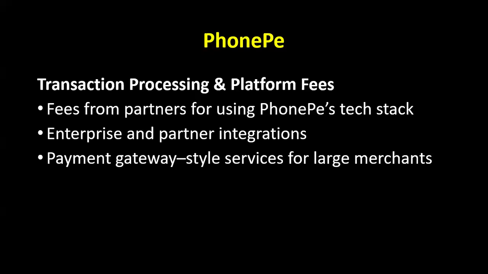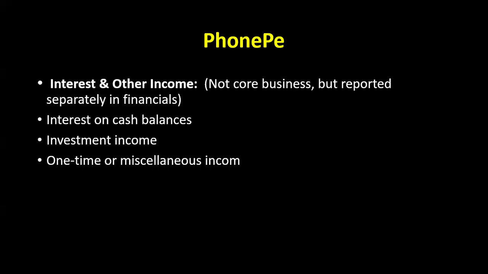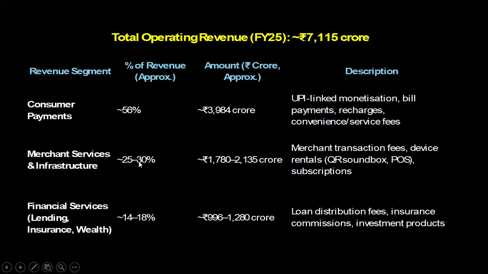Similarly, PhonePe also earns revenue through transaction processing and platform fees. Fees from partners for using PhonePe's tech stack, enterprise and partner integrations, payment gateways, services for large merchants. And also there is income from other sources which are non-operating in nature, interest and other income. They are not core business but reported separately in the financial statement. Interest on cash balances, interest and dividends on investments, one-time or miscellaneous incomes, if any.